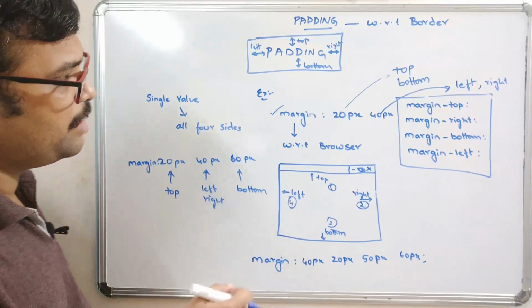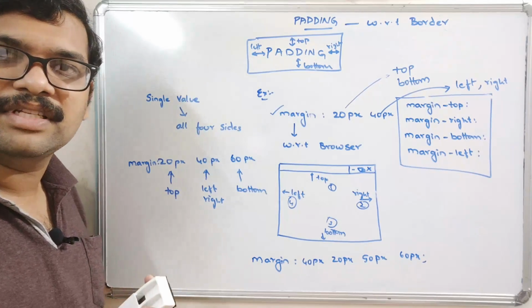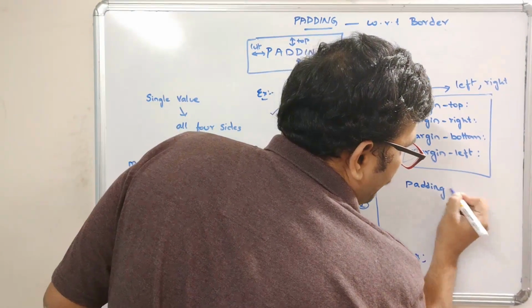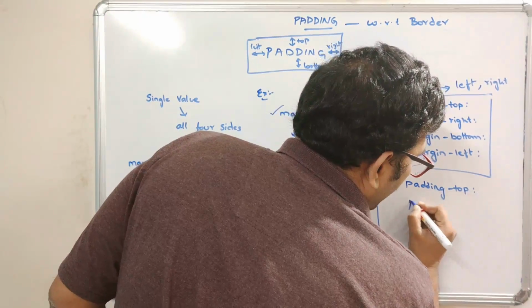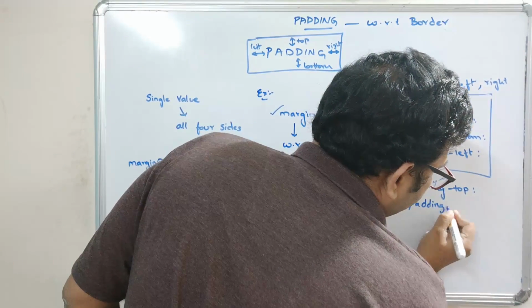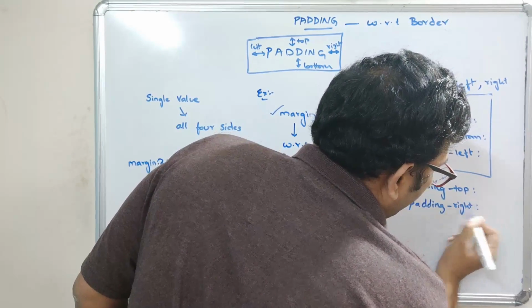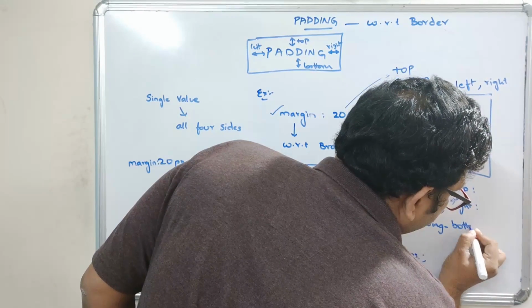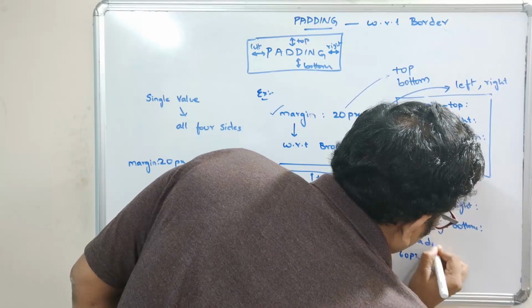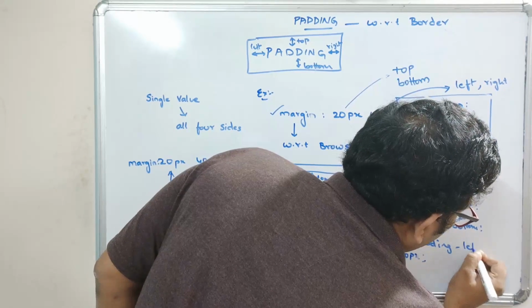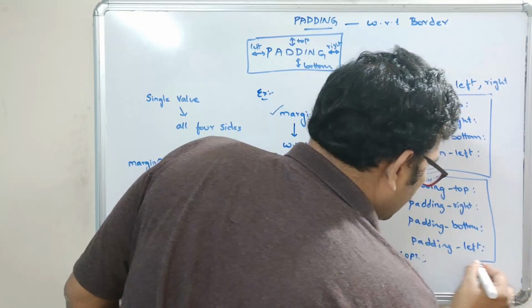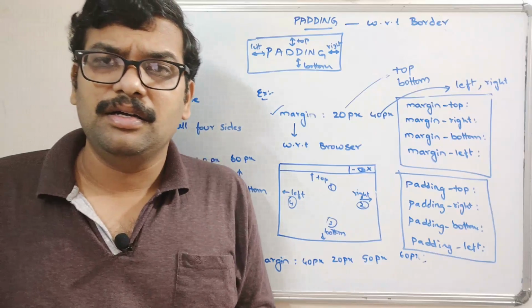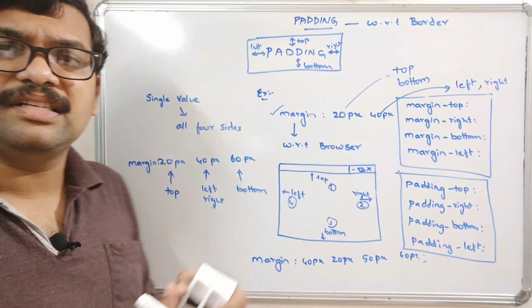Okay, so here also the same thing. Here also we have 4 different values: padding top, padding right, padding bottom, padding left. So this is nothing but our padding property, and everything else is similar when compared to the margin.